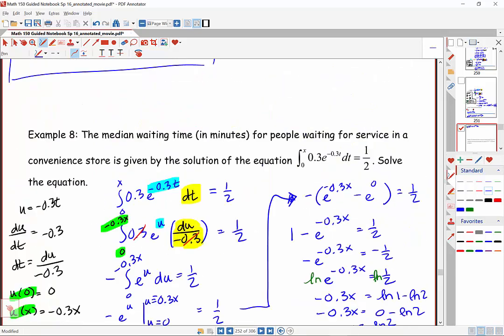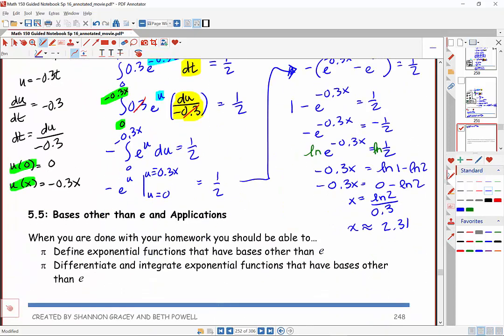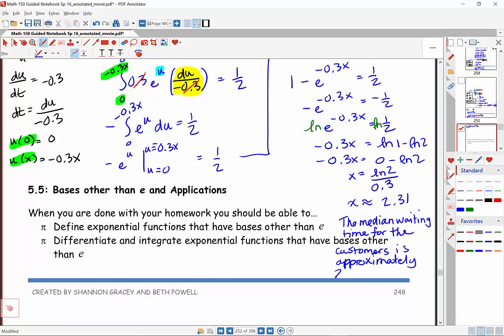I'll just write it in the bottom here. So the median waiting time for the customers is approximately 2 minutes, and it turns out to be 19 seconds when you convert from decimal to minutes and seconds.